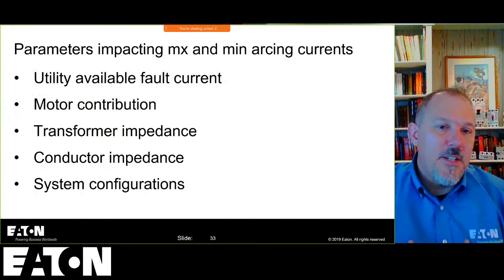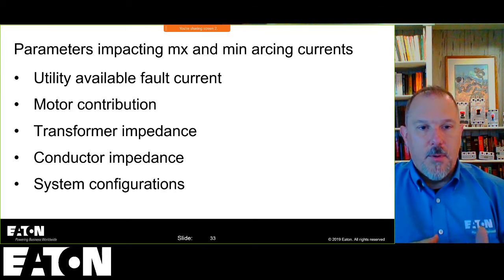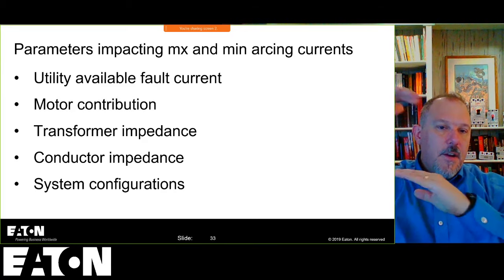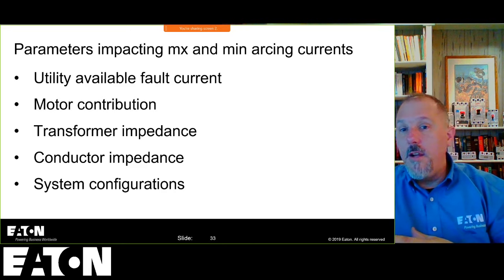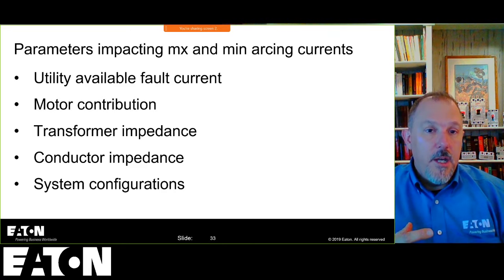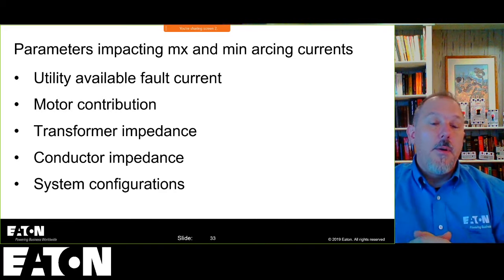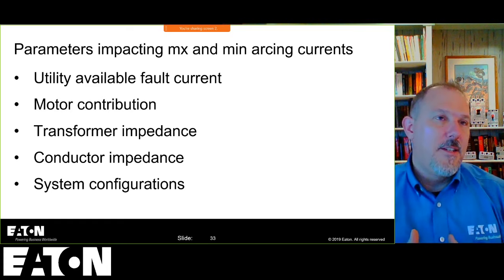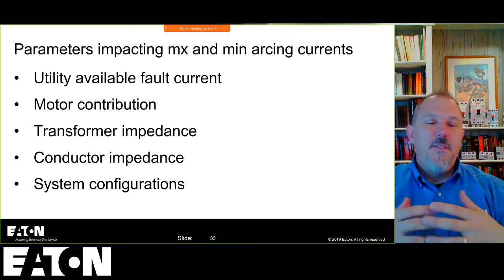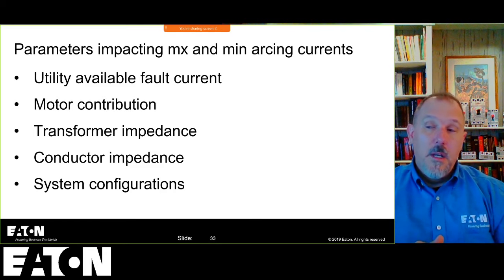So the parameters that you need, because you need that minimum and maximum number, you're going to need that variation from the utility. You're going to have to think about what motors are on versus what motors are off. Turn motors on and off in your scenarios. Maybe a scenario is all motors are off in the facility, even if that's not an accurate representation, it'll give you that lowest number.